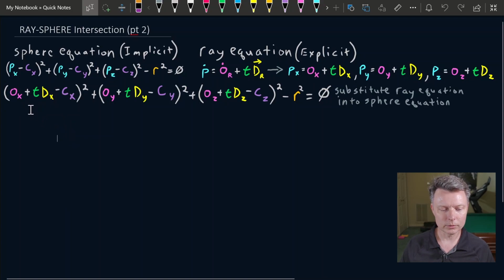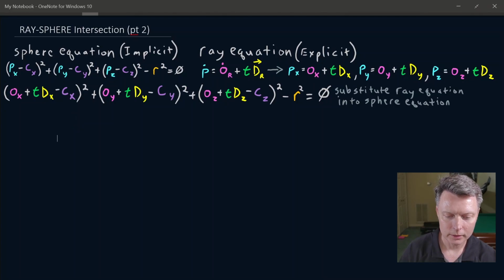And so you can see there's an ox and a cx, so those are like terms. And then we have oy, cy, and then oz, cz. So if we can combine those, that would make for less terms inside these parentheses that we have to eventually square. So what I'm going to do is create a new vector that will have x, y, and z components, and that will represent these subtractions. So ox minus cx, oy minus cy, and oz minus cz. And so let's create a new vector now that will hold this subtraction and simplify things a little bit.